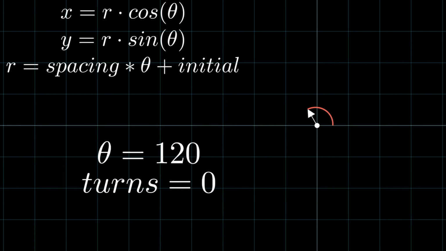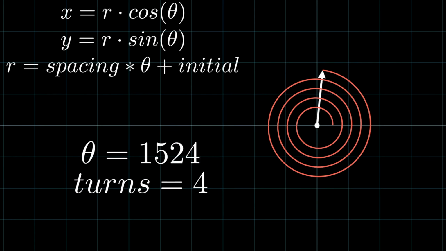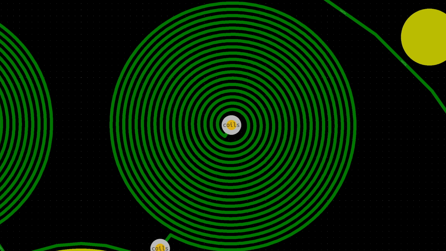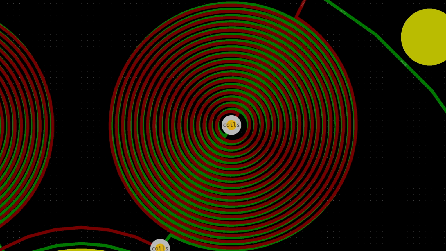We're going to also want to have a coil on the bottom layer of the board, so we're going to need some space in the centre for a via to connect the top and bottom layers. We can do this by starting our radius off with a small offset. We can now just join our top and bottom coils together using a via in the centre.